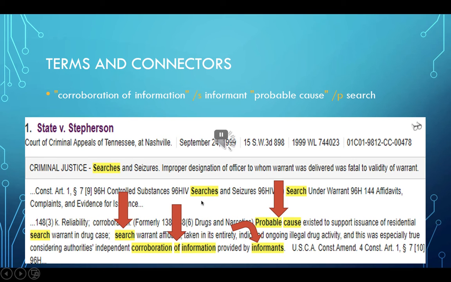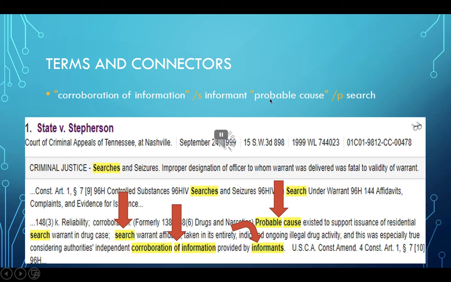So in our first search, we used the phrase "corroboration of information" in quotation marks so that the search would know to find only cases with the exact phrase corroboration of information. And if you don't put it in there that way, then it will search for each word individually. So then we use the /s informant, which means that we wanted corroboration of information to be in the same sentence as the word informant.